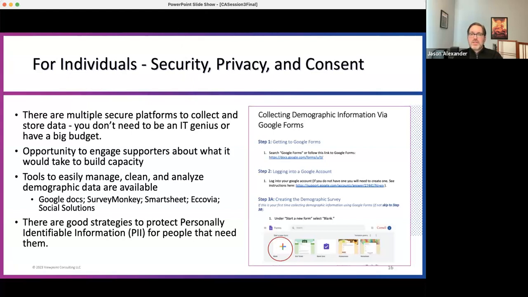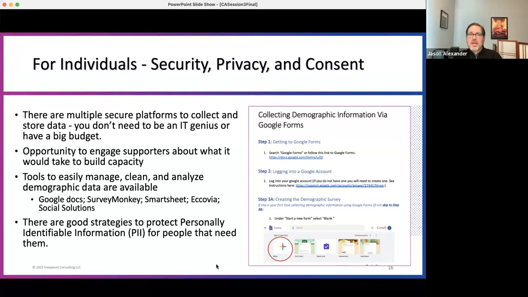But many organizations and coalitions also use some customized products that are intended for collecting and privately and securely managing confidential data, including demographic data, whether it's anonymous or not. Those systems include Ecovia, which has a product called Client Track, Social Solutions, there's Apricot, there's Clarity. Some publicly funded systems of care are required to report into these kinds of tools, but many of the folks around this meeting may not be required to.